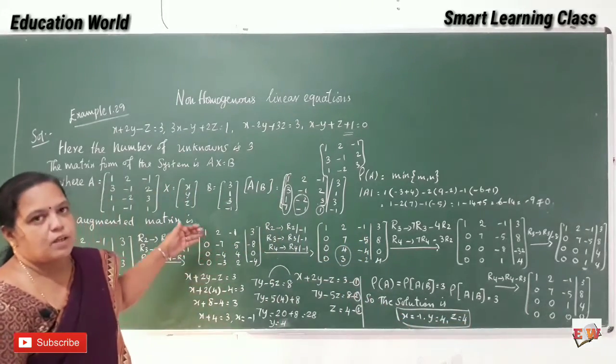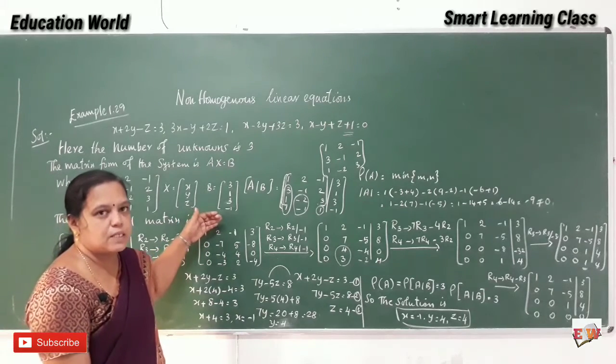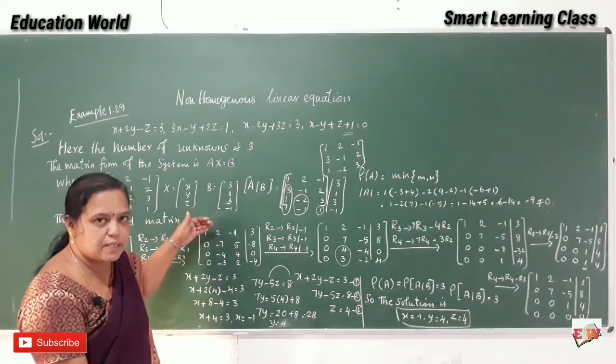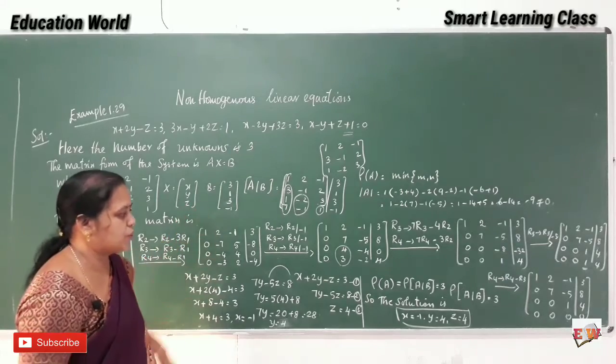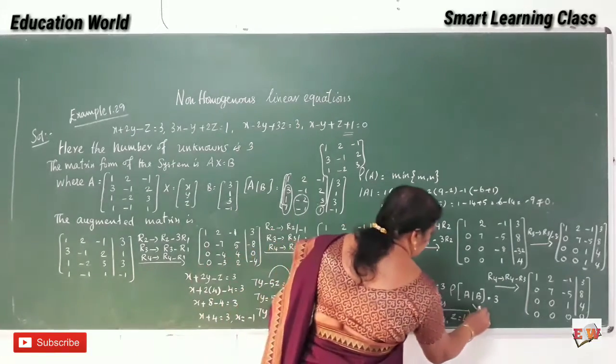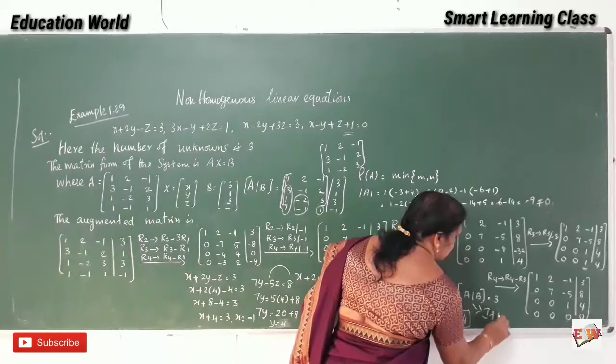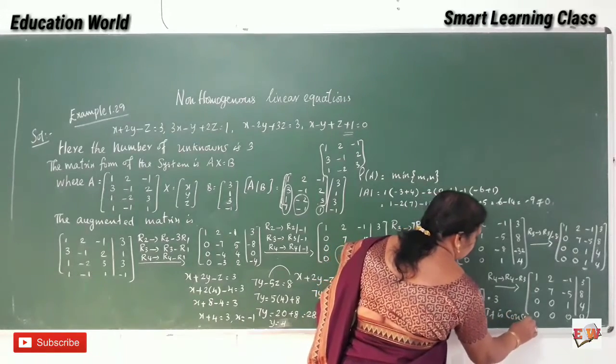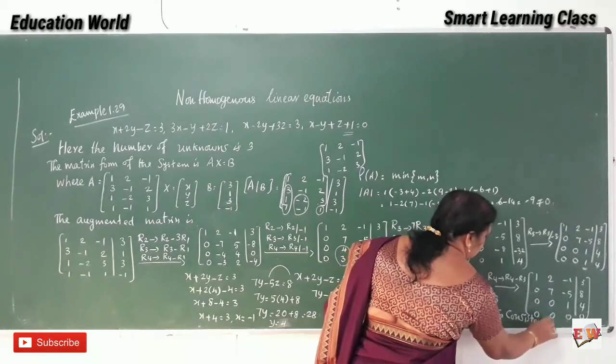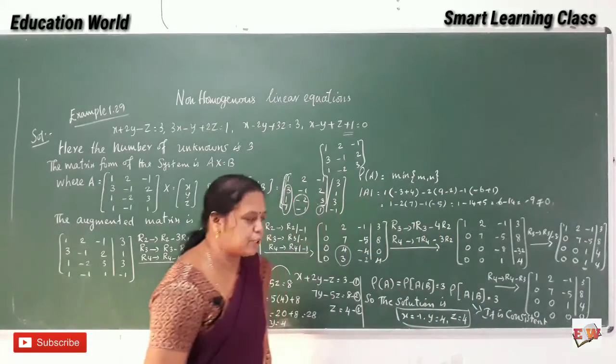So from this we know the given system of linear equations is consistent and it has a unique solution. We have to write that step here. It is consistent and it has a unique solution.